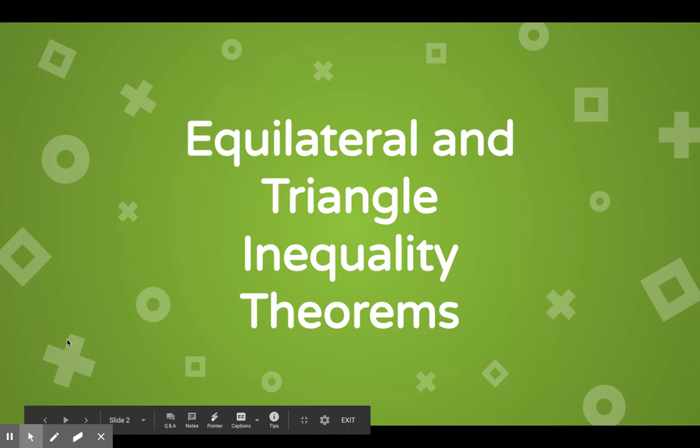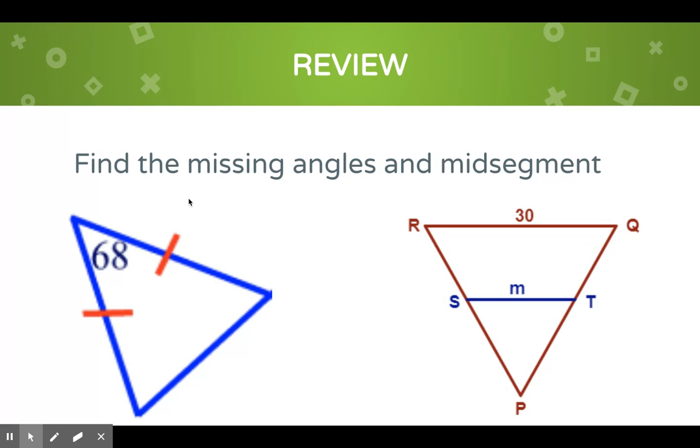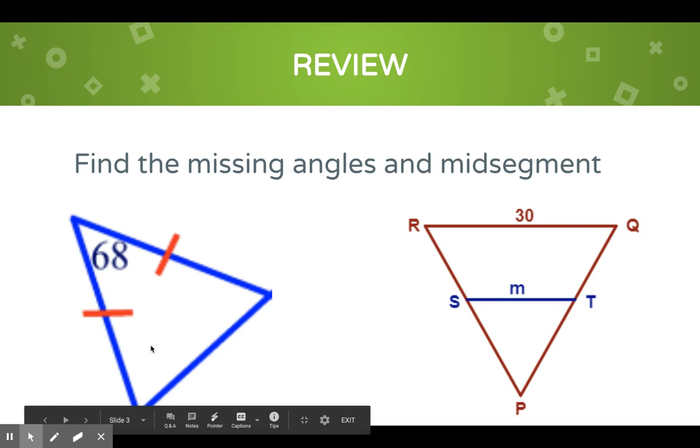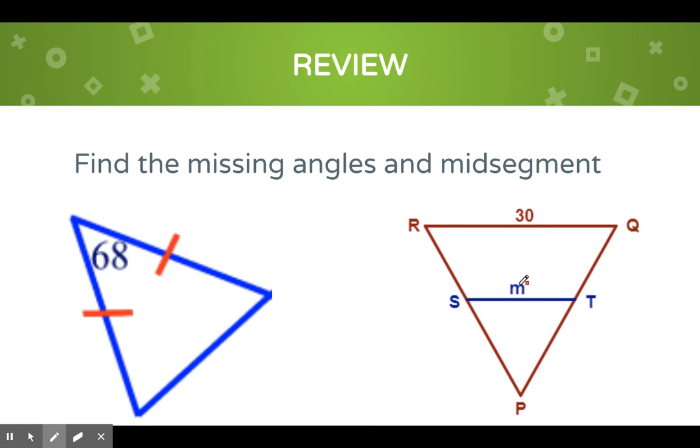Okay, today, that should say lesson 5.4, equilateral and triangle inequality theorems. So again, review, pretty similar to what we just did with that do now. The mid-segment is always half the length, so 30 divided by 2, this mid-segment is going to equal 15.